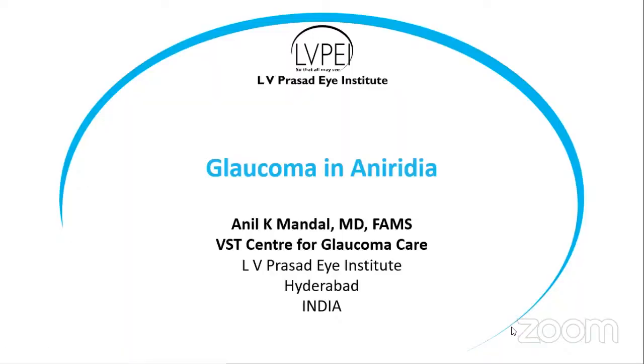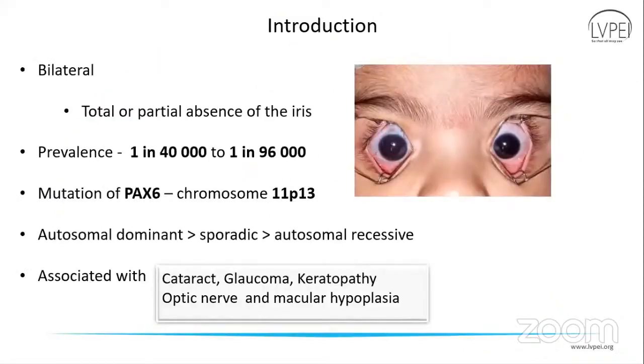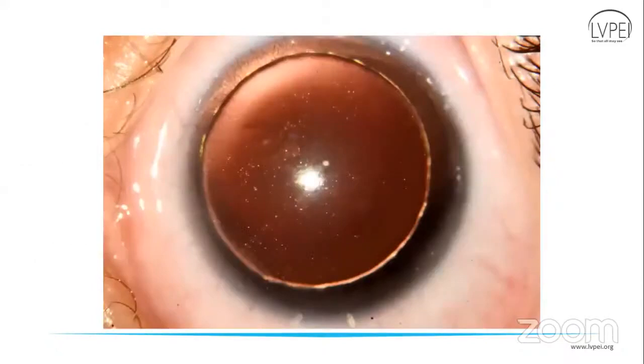So, thank you for the opportunity. I take this liberty to present a management strategy for glaucoma in aniridia rather than presenting a single case. Aniridia is a very difficult type of glaucoma with developmental basis. PAX6 mutation is the most common mutation, and the associated features are cataract, glaucoma, keratopathy, and optic nerve or macular hypoplasia. This is a typical picture of aniridia.